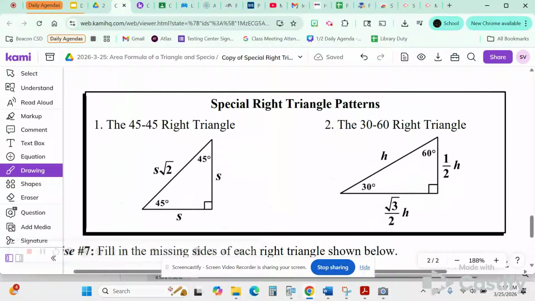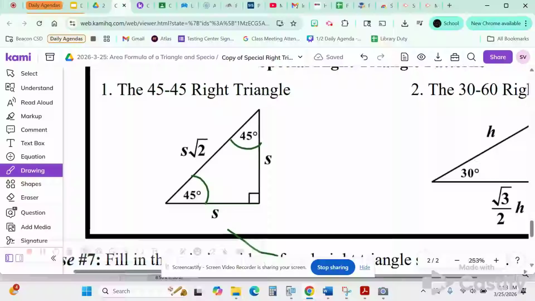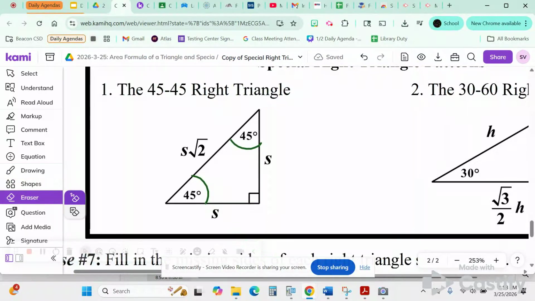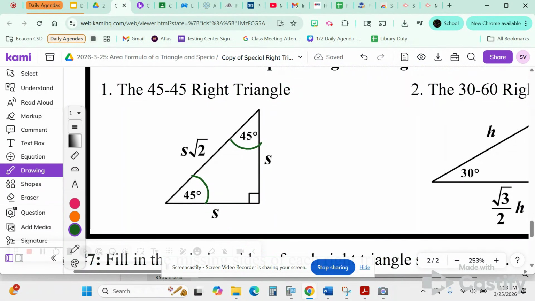So, two special right triangles we have. We have the 45-45 right triangle, which means that the two acute angles in this triangle are both 45-degree angles. What is being shown here is essentially, if we're given one of the side lengths of this type of triangle, we're able to just figure out what the other side should be based off of what we know that's marked up here. So S just stands for side.